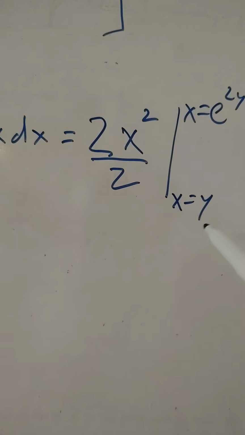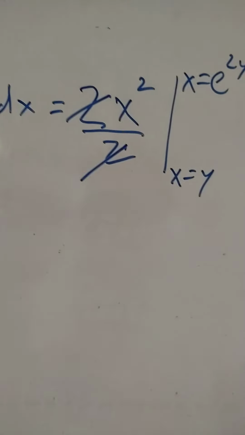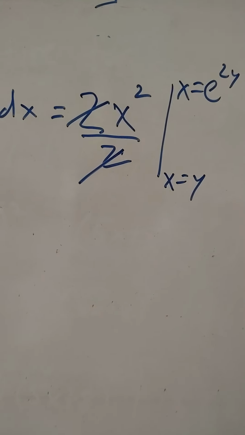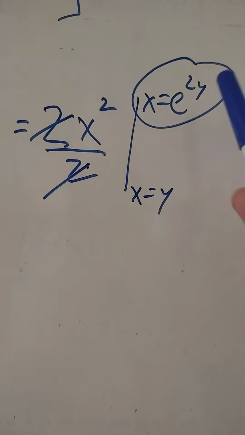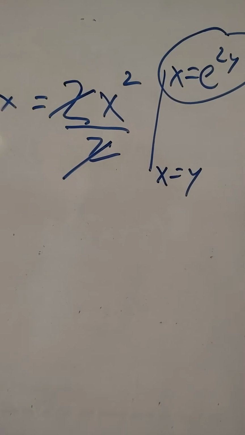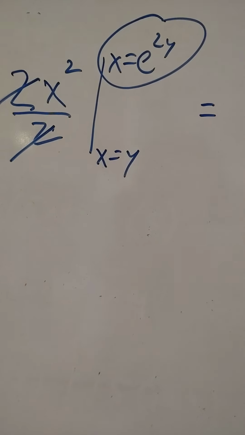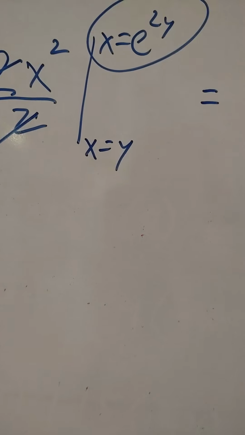Okay, and then before I do these substitutions, I'm going to simplify. Let's strike out these 2's. 2 over 2 is just 1. So really it's just x squared being evaluated. And you always begin with the upper limit first. So wherever I see an x, I'm going to write e to the 2y. So this is now going to equal, instead of x squared, e to the 2y, squared.